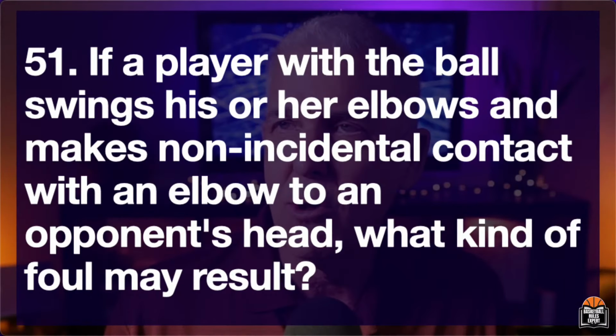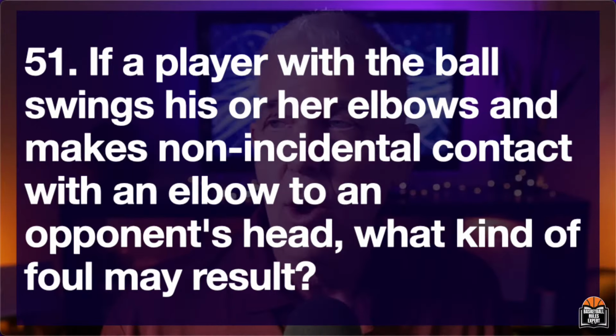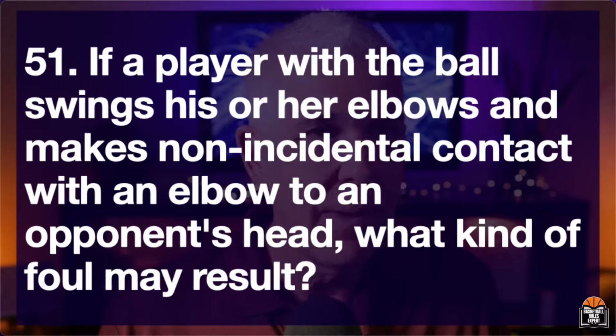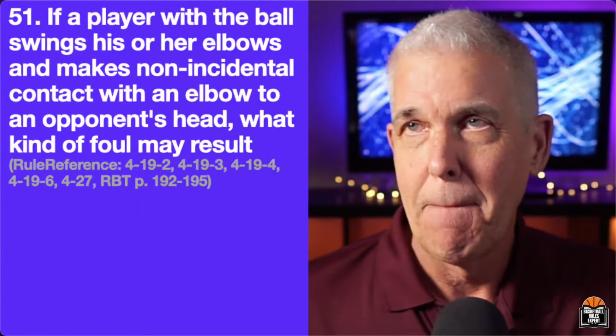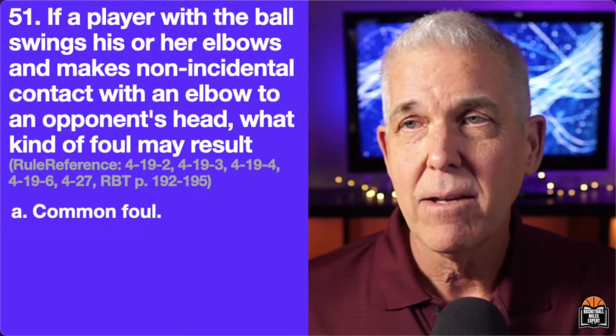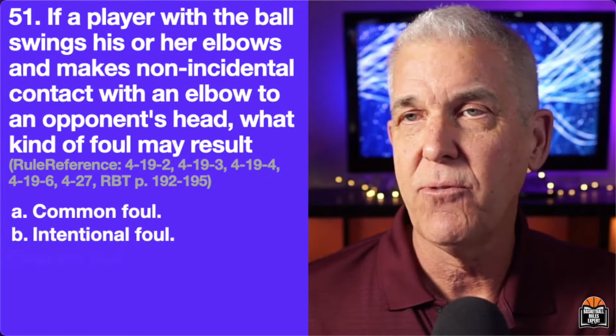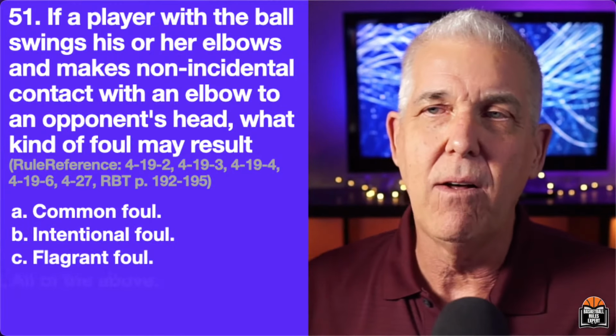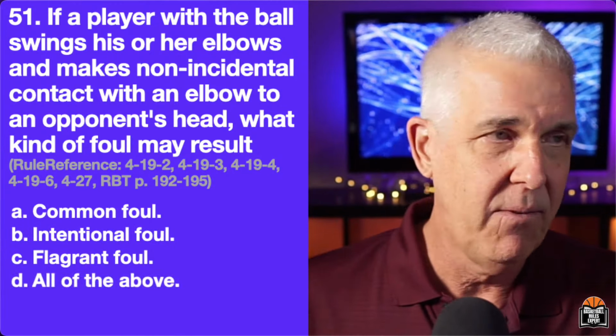51. If a player with the ball swings his or her elbows and makes non-incidental contact with an elbow to an opponent's head, what kind of foul may result? A, common foul. B, intentional foul. C, flagrant foul. Or D, all of the above.